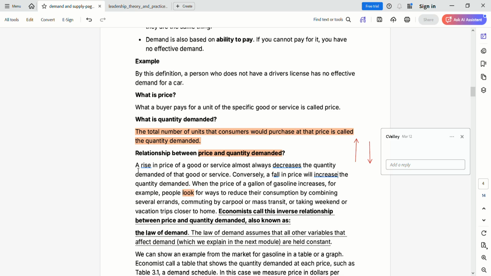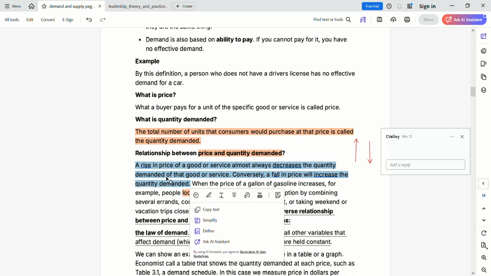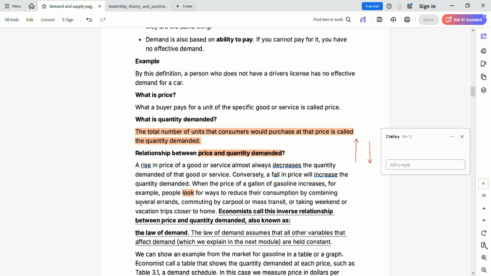In short, there is an inverse relationship between the price of a good or service and the quantity demanded of that good or service. This is also known as the law of demand. Again, we can see that the relationship is only between two variables: number one is price and number two is quantity demanded.